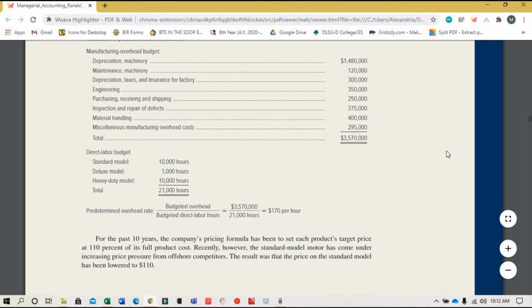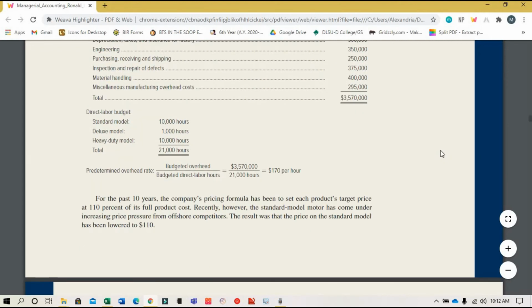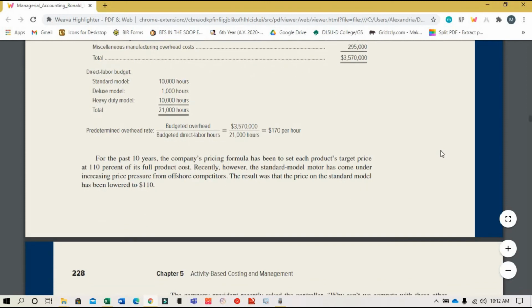The direct labor budget for the standard model is 10,000 hours. For the deluxe model, that is 1,000 hours. For the heavy duty model, that is 10,000 hours, with a total direct labor budget of 21,000 hours. And the predetermined rate is 170 per hour. That is computed by dividing 3,570,000 by 21,000 hours.